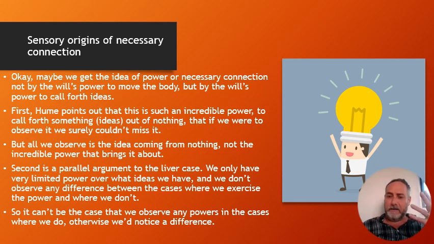When I'm trying hard to think about something, and when something just appears, just like when I try to move my arm and I can do it, and I have no control over my liver, we don't notice the difference between the ideas we control and the ideas we don't control, right? And so it seems like there should be a difference if we're observing: one is a force, a power that we're using, and the other is not. So again, he says, even in introspection of our mind bringing forth ideas, we're not observing any power or necessary connection or anything like that.